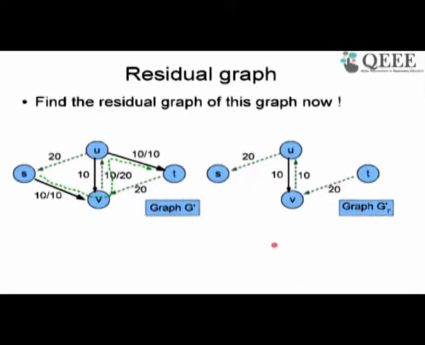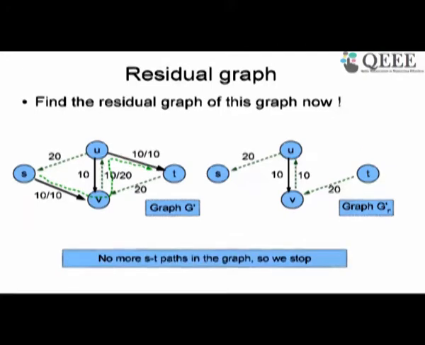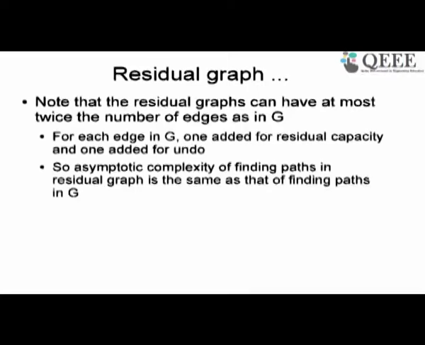Now I can ask, in this residual graph, is there a path from S to T? The answer is there is no path from S to T, because only one edge is there, and that is an inward edge into S. So no path from S. Since there is no path from S to T in this graph, the algorithm stops. Okay, algorithm stops, no path. And then we have constructed 2 flows, one of size 20, another of size 10. You add it up, you get a flow of size 30. You got a maximum flow.